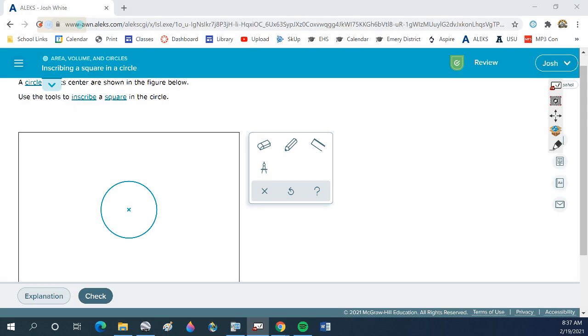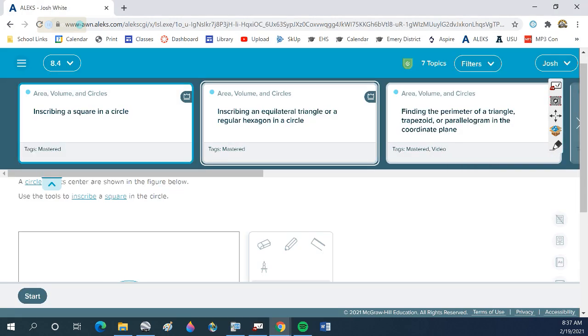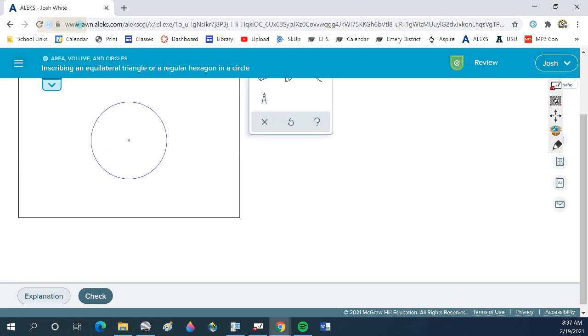Let's look at the next one. So this says we want to inscribe an equilateral triangle and a regular hexagon in a circle. So we want to build a triangle that has 3 equal sides inside that circle. How are we going to do that? Well, let's draw a diameter again.